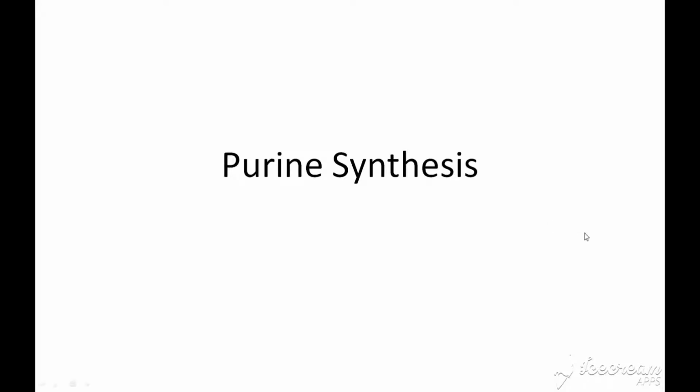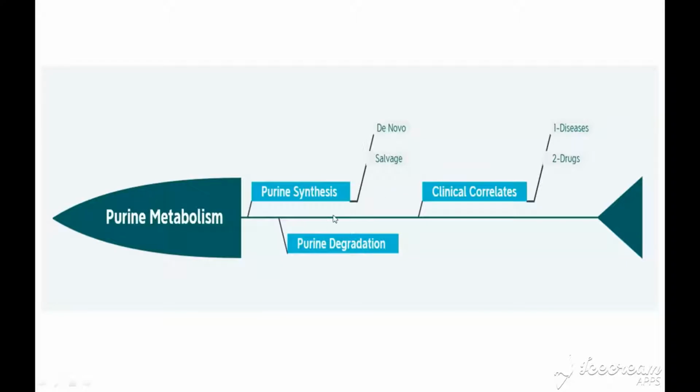Okay, so in the next two videos, we're going to be talking about the purine synthesis pathway. We're going to begin by discussing purine synthesis in more detail, including the de novo purine synthesis pathway and the salvage purine synthesis pathway. Then we're going to move on to discuss purine degradation, and then the clinical correlates of purine metabolism. We'll discuss the pathologies that arise due to abnormalities in the purine pathway, and also the drugs that target the purine synthesis pathway.